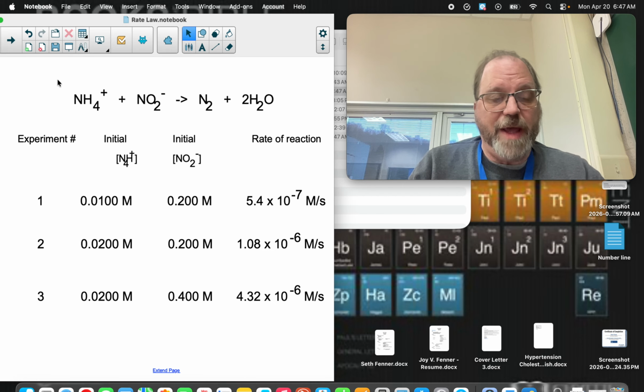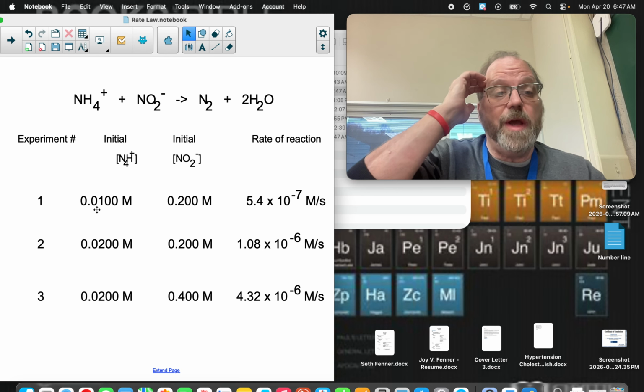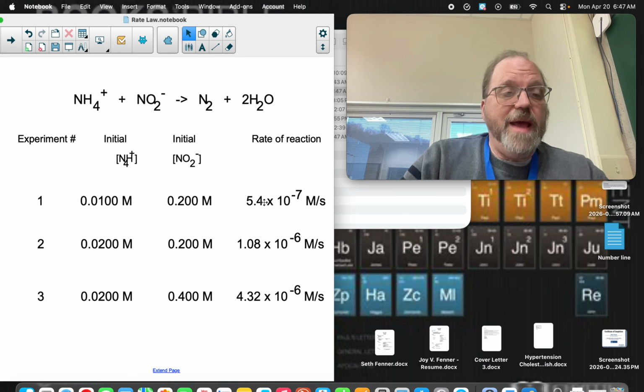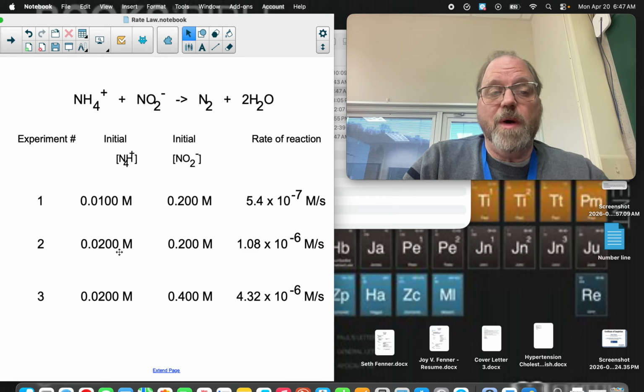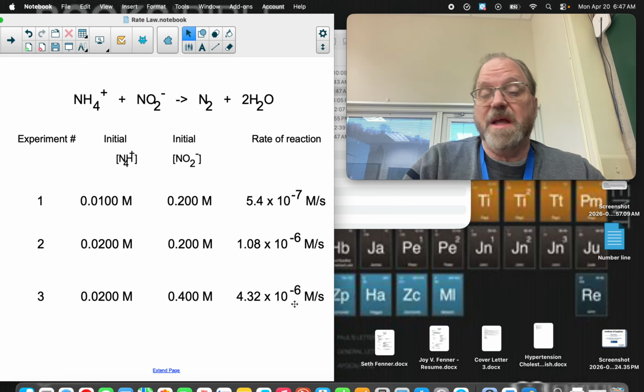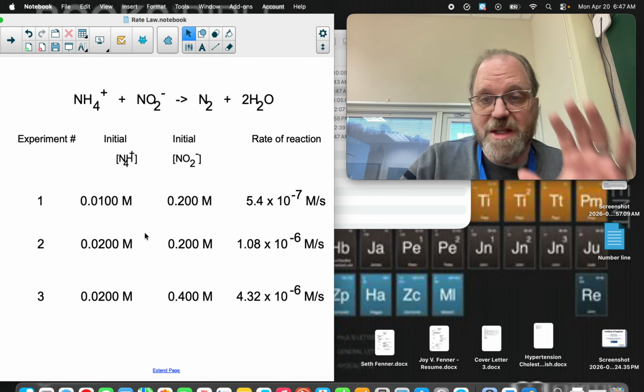So copy this all down. We have the first reaction where the concentration of ammonium is 0.0100 molar, concentration of nitrite is 0.200 molar, and the rate of that reaction is 5.4 times 10 to the minus 7th molar per second. In the second one, 0.0200 molar and 0.200 molar is equal to 1.08 times 10 to the minus 6 molar per second. And the last one, 0.0200 molar and 0.400 molar is equal to 4.32 times 10 to the minus 6 molar per second.